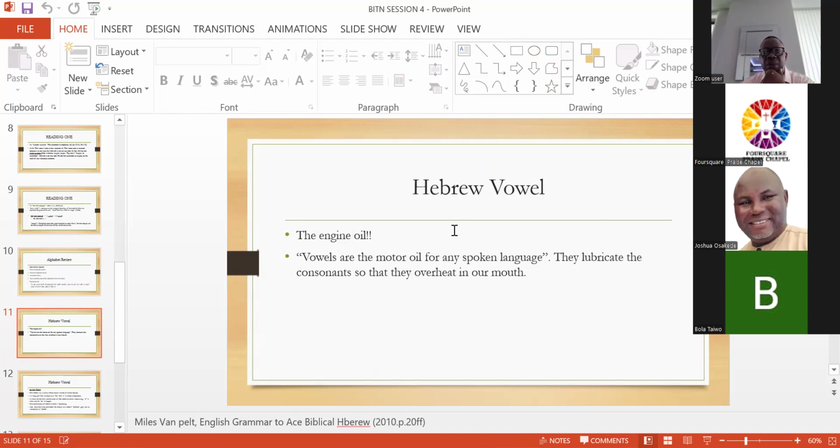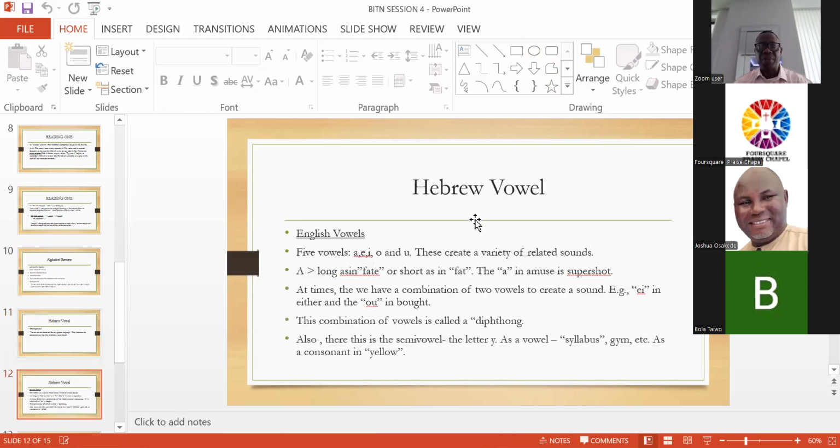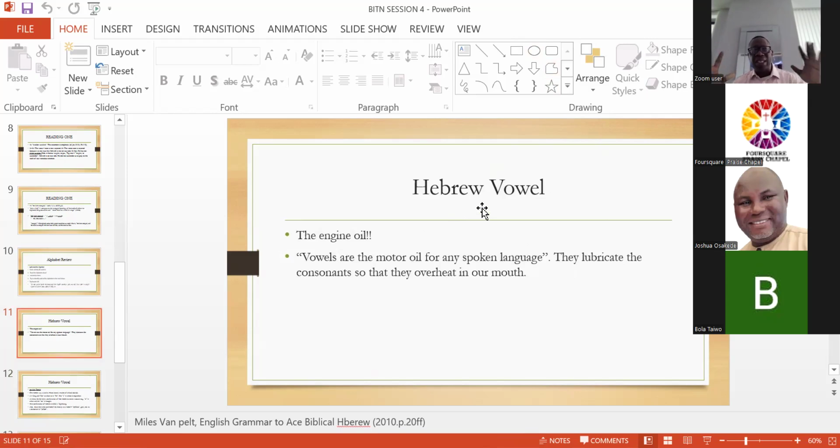Yes, sir. Okay. Now, the Hebrew vowels, we'll just do a few minutes on this, and then we will continue next week, okay? Next time we meet. Now, this is the engine oil for reading any language that is spoken. The vowels are the motor oil for any spoken language because they lubricate the consonants so that they don't overheat in our mouth when we have to pronounce them.